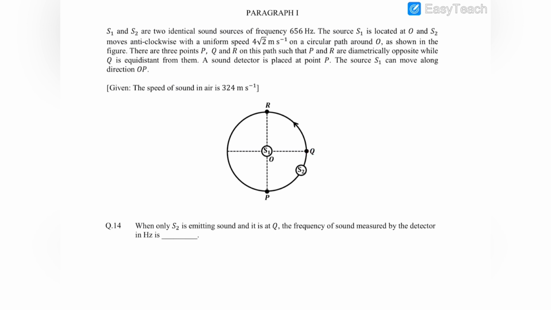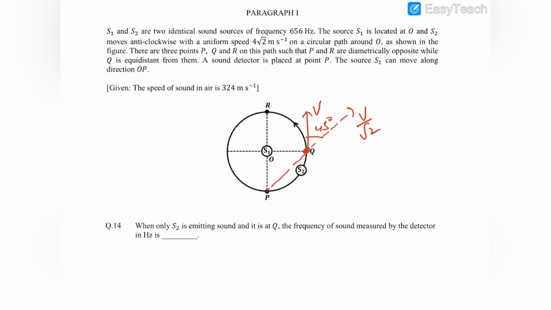Now there is a detector which is placed at P, and the source S1 can move along the line OP. The speed of sound is given as 324. We have to find out, when only sound is emitted by S2 and S2 is at Q, the frequency measured by the detector. So when S2 is at Q, you can see that it would have a velocity of V, and the component of this velocity would be V by √2, because this angle would be 45 degrees.